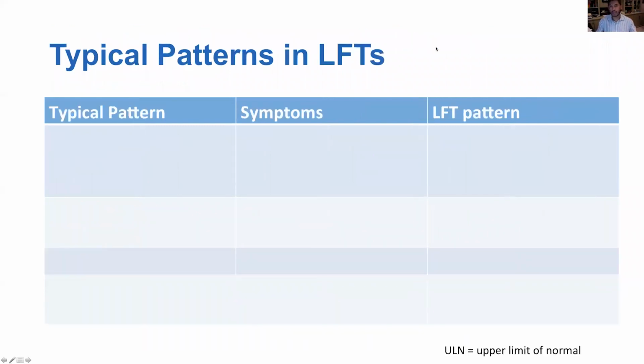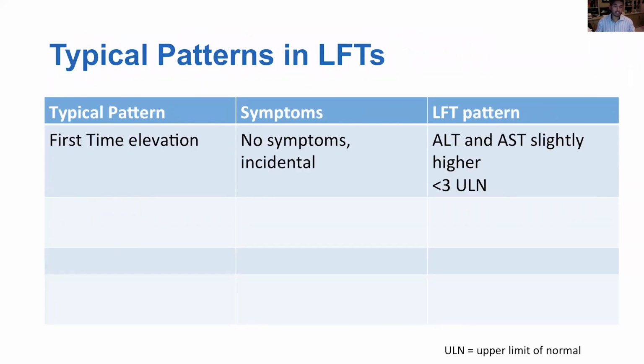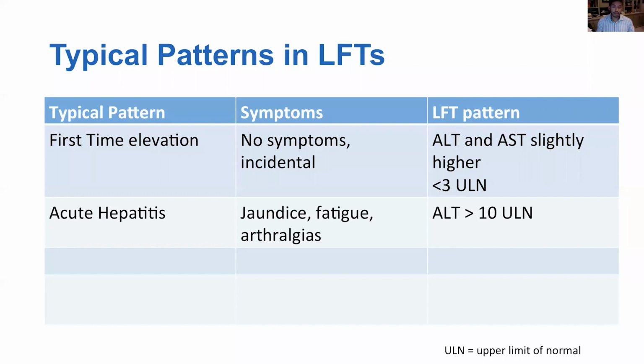Now, the way I want you to categorize the patterns for liver function tests is basically this chart right here. So most people who come in to see you in the clinic for a first-time elevation typically do not have any symptoms. It will usually be an incidental finding in somebody who you just happen to check routine blood tests on. The ALT will be slightly high, but it'll typically be less than 3 times the upper limit of normal. Then you'll have an acute hepatitis picture, and most of these patients who have acute hepatitis will have jaundice, fatigue, and arthralgias. And typically the liver numbers will be very, very high and extremely elevated. And these are the patients who we want to work up for further liver abnormalities.